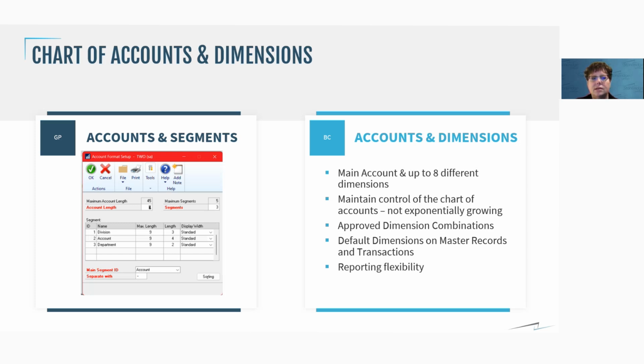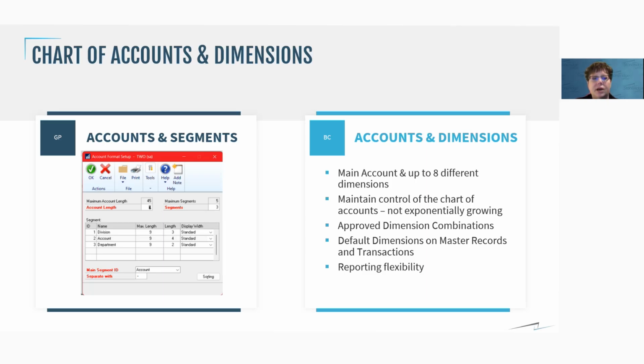So what this does is it allows you to keep your chart of accounts really fixed. You don't have to exponentially grow your chart of accounts because your chart of accounts is really going to identify those main accounts. But your dimensions are going to give you that ability to track more data, give you better visibility to overall activities, whether again it's divisions or departments or customer verticals, let's say.